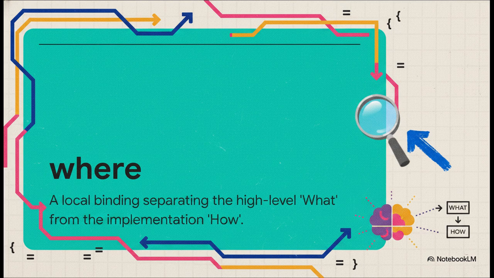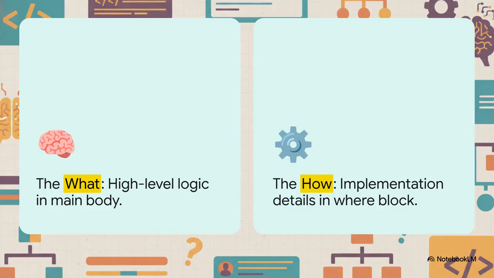So what is it? A where clause is a local binding that beautifully separates the what from the how. It is just this incredibly powerful tool for breaking down highly complex expressions into named, manageable little components. The really crucial takeaway here is how this totally organizes your thought process. With the where keyword, you get this beautiful separation of concerns. Right at the top of your function, you put the what, the high-level logic, the main story of what the code is actually doing. And then safely tucked away below, in that where block, you put the how, the gritty implementation details. You aren't cluttering up the main narrative with all the mechanics.